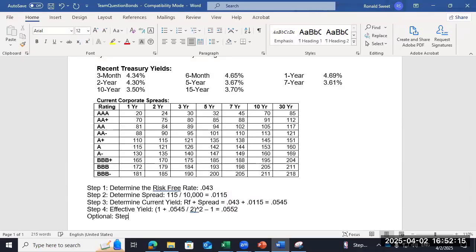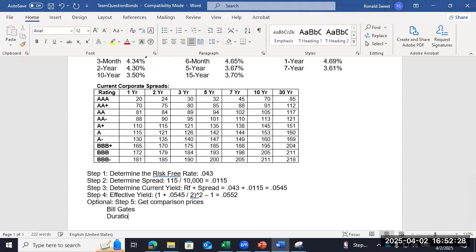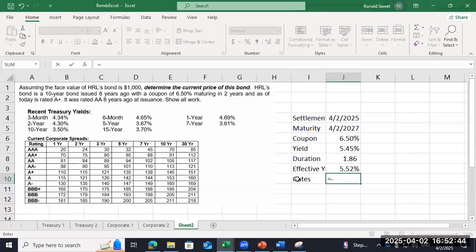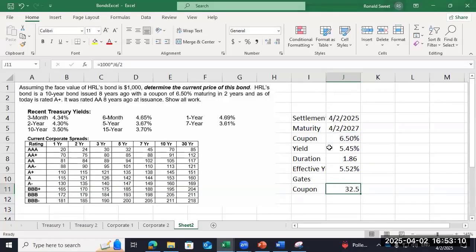Optional. Step 5. Get comparison prices. You've got the calculator, you've got duration, you have the formula. These are all optional. And if I do those here, so the calculator is equal to minus PV. My rate is 545. Number of periods is 4. My payment is, I should have put the coupon in there. Let me get the coupon. Coupon is going to be, in dollars, $1,000 times 650 divided by 2. So 3250.